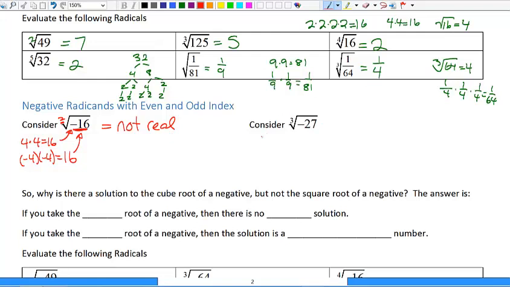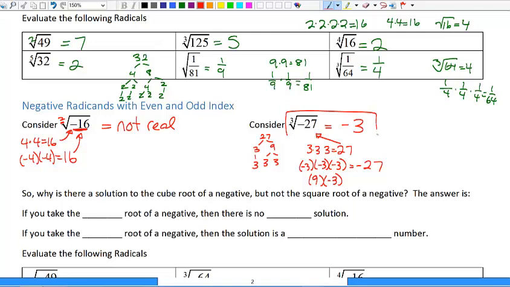Well, let's break down 27. 27 is 3 times 9. Okay, so 3 might be the solution. Let's try 3 times itself 3 times. Well, that again gets me positive, and I need negative. Let's try negative 3. Again, the number of the index, 3 times. Negative 3 times negative 3 is positive 9. And positive 9 times negative 3 is, we got it, negative 27. All right, so this one has an answer.